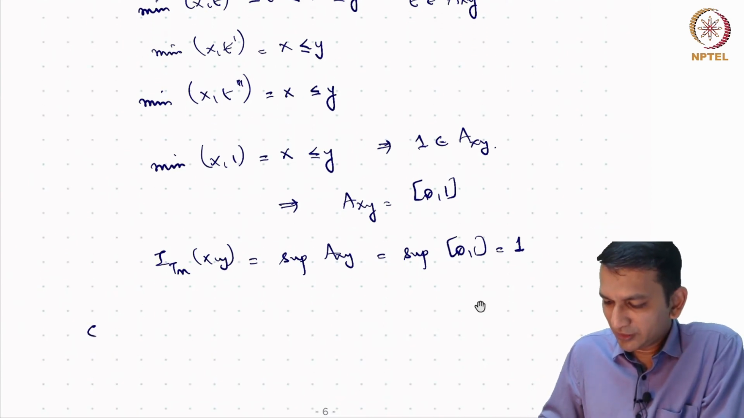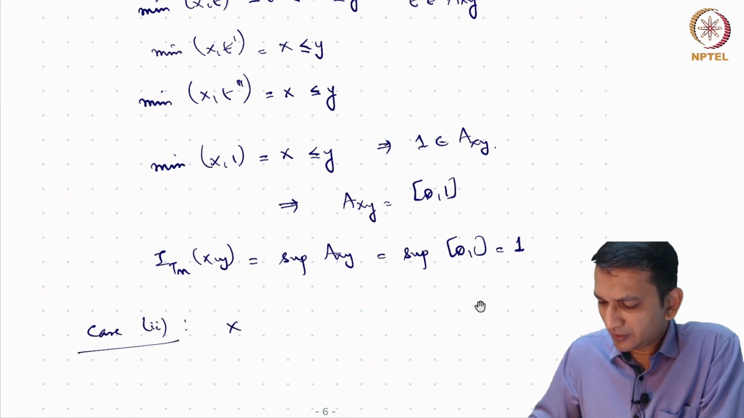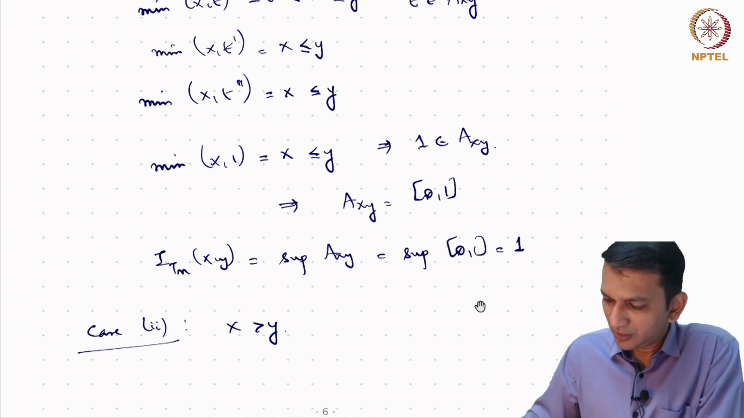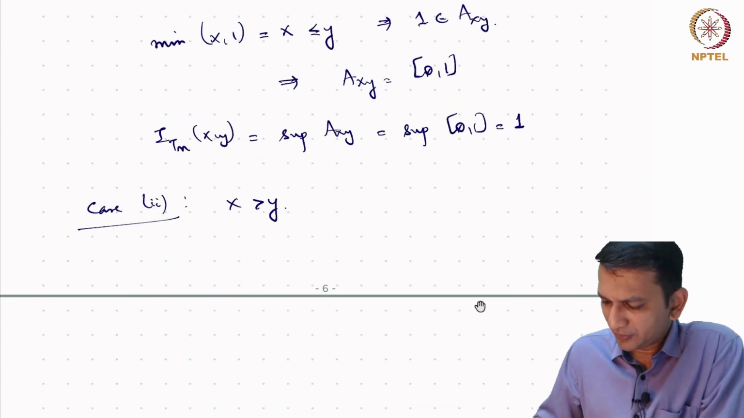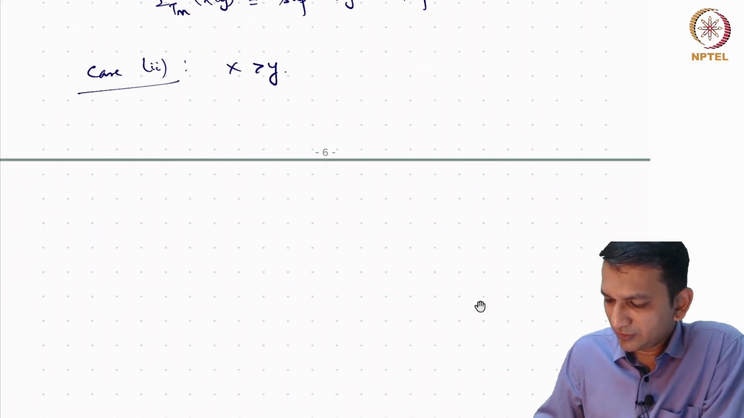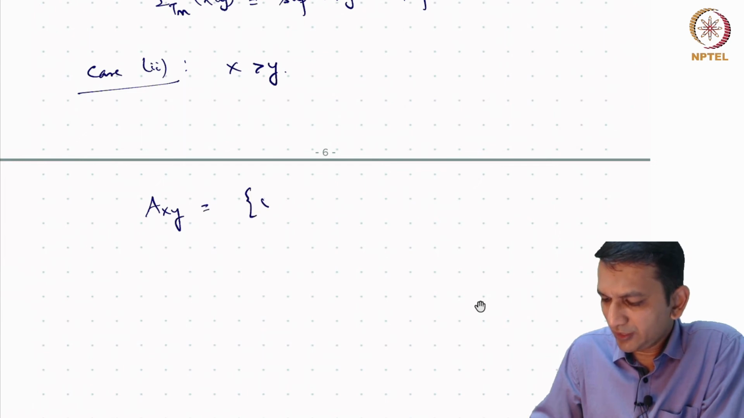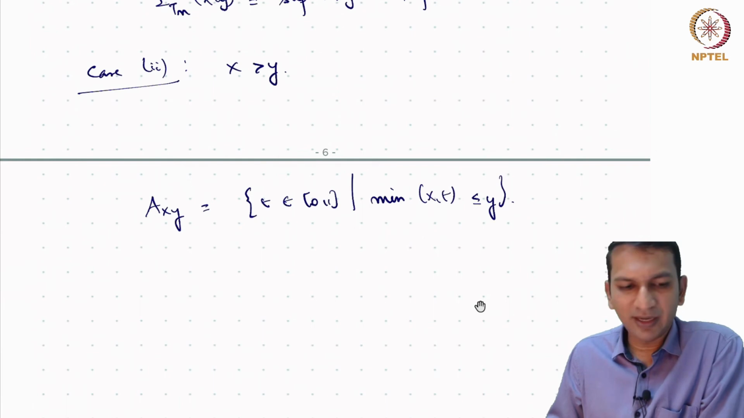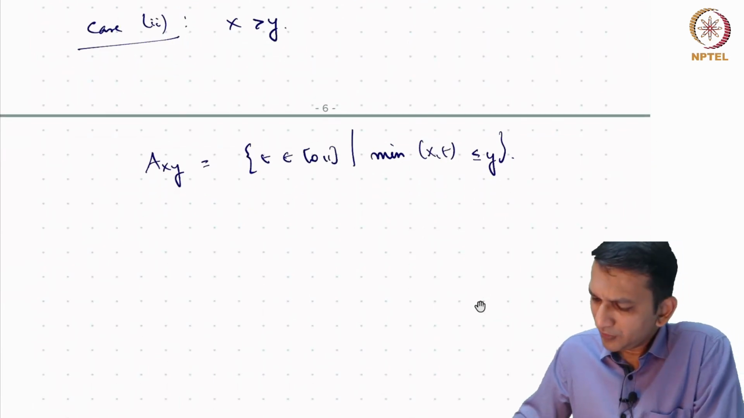Now, let's consider the second case, x greater than y. What happens in this case? Once again, we need to discuss A_xy. A_xy is the set of all t in [0, 1] such that min of x comma t is less than or equal to y. And note that x is strictly greater than y here. We can ask the same question now.